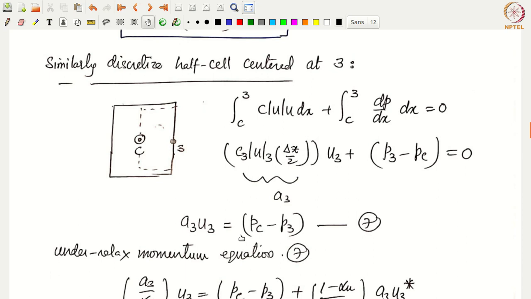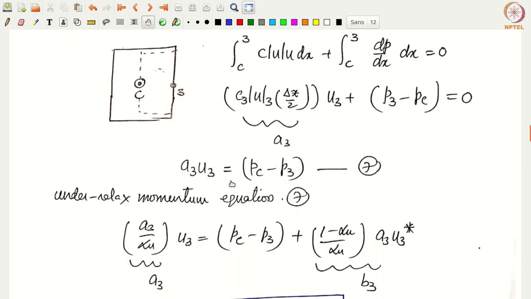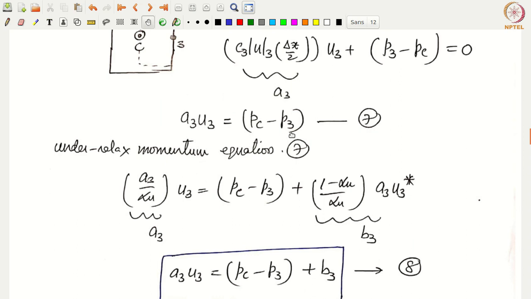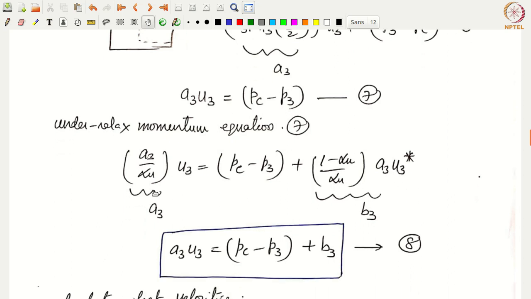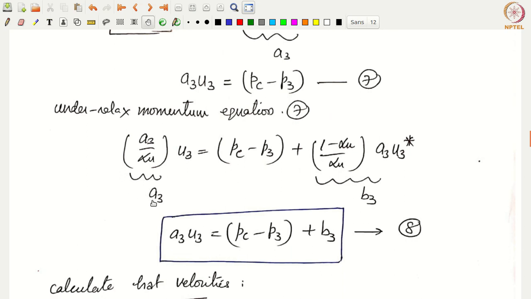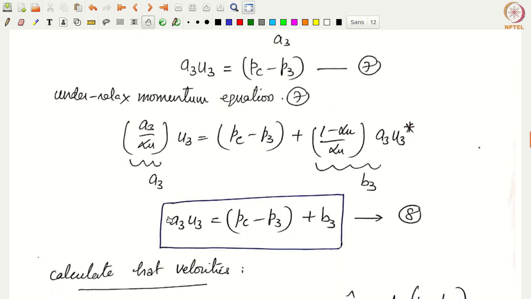So equation 7 is your discrete momentum equation for the half cell written about phase 3. Now we will also under relax this equation. This gives you A3 by alpha U times U3 equals PC minus P3 plus, on the right hand side, 1 minus alpha U by alpha U times A3 U3 star. Let us again call this A3 by alpha U as A3 itself; essentially you divide and then store it in the same variable. Then we have A3 U3 equals PC minus P3 plus this entire term, which we call B3. So equation 8 is your discrete momentum equation written for the half cell centered about phase 3.